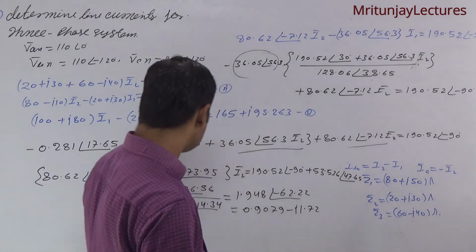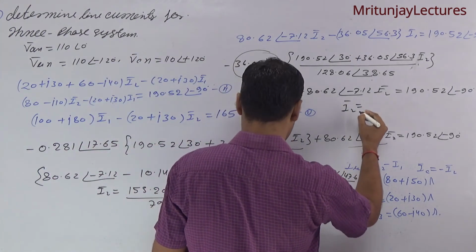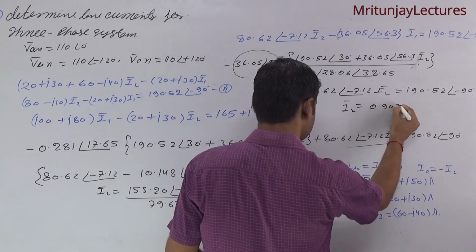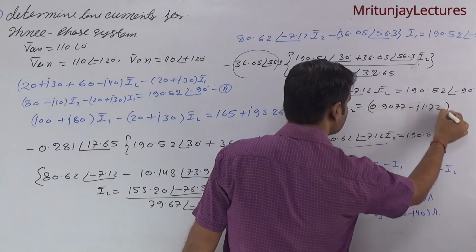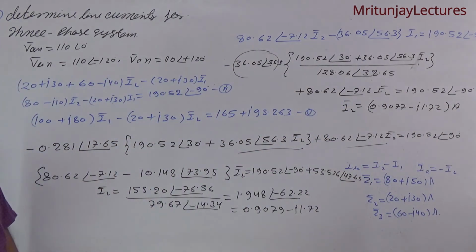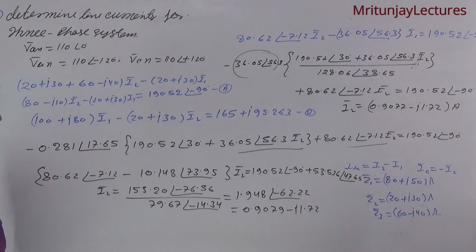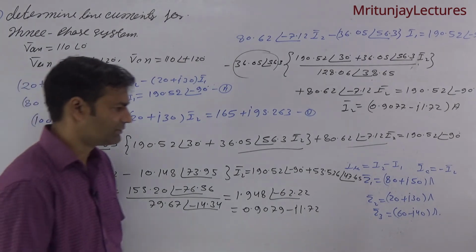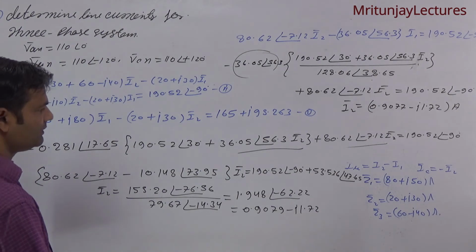Okay, so I2 is 0.9077 minus j 1.72. It is the right answer corresponding to I2. Okay, if this value is put here in equation number 1 or equation number 2, then we got I1.